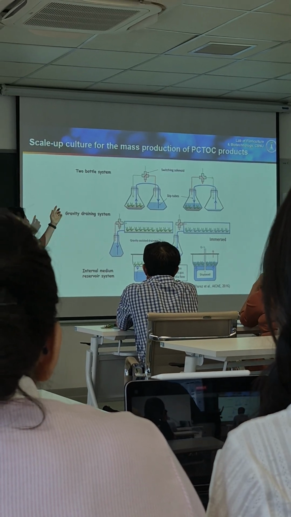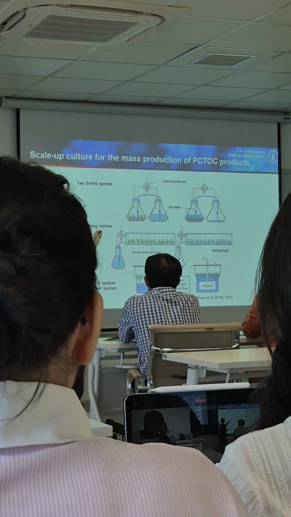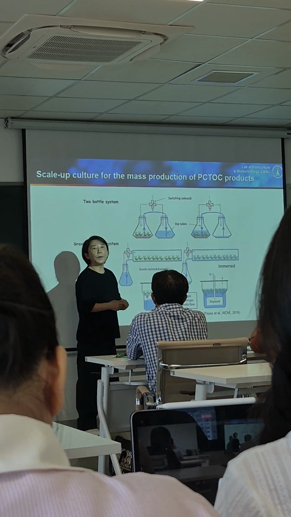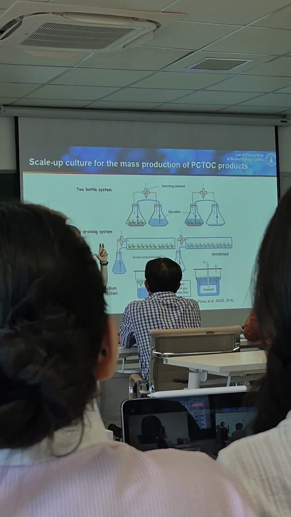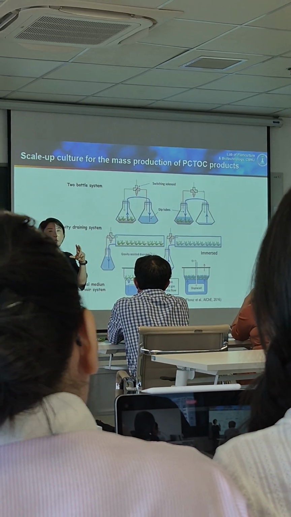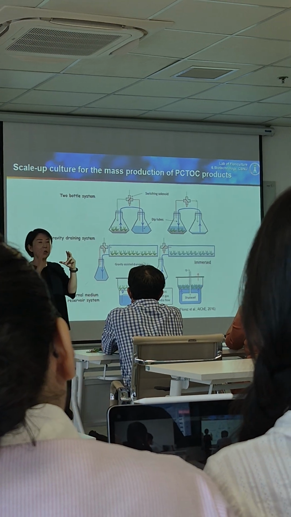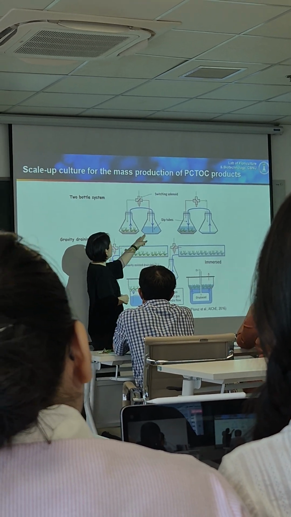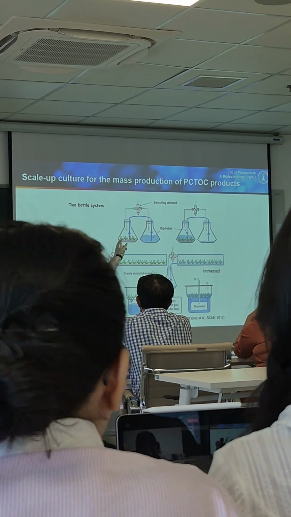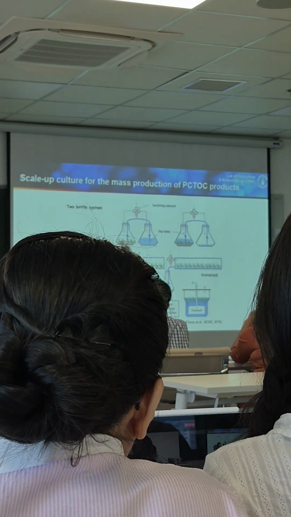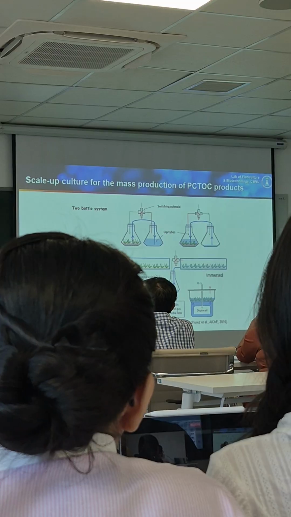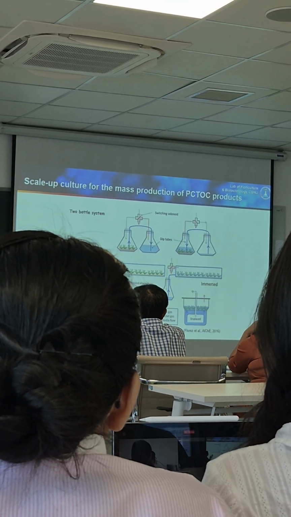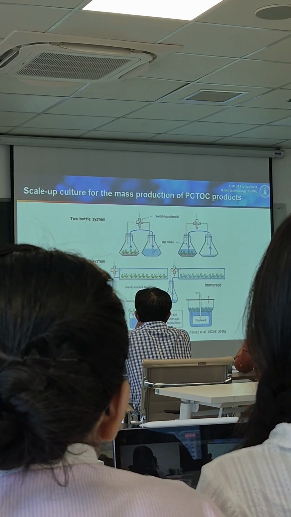The first one is the two-bottle system, so we have two bottles. There is a solenoid valve attached with a timer. According to the timer, it can be closed and opened, so that the medium can go inside to the plant, and after some time, it can go outside. So it moves. That is the two-bottle system, and the other one is the gravity draining system.